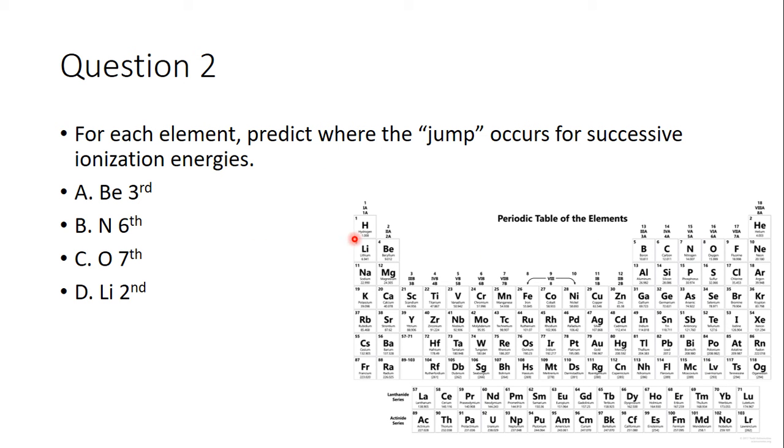Nitrogen has 5 valence electrons, so the jump is the 6th. Oxygen has 1, 2, 3, 4, 5, 6 valence electrons, so it's at the 7th. Lithium only has 1 valence electron, so the jump is at the 2nd ionization event.